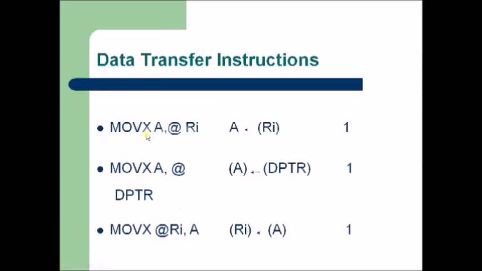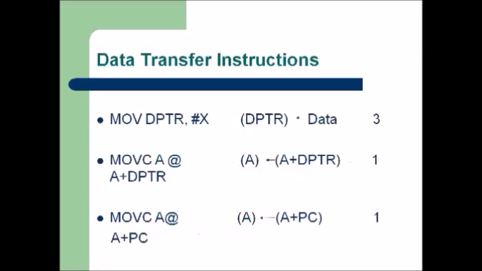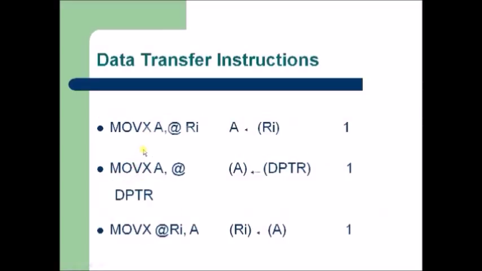MOVX. This is the instruction used for accessing external RAM locations. As we know, MOVC is used for accessing ROM locations, and MOVX is used for accessing external RAM locations. Here, MOVX A, @Ri: the value in Ri is considered an address, and the value present at that address gets copied into the A register. And MOVX A, @DPTR: the value at the address in DPTR is copied into A.